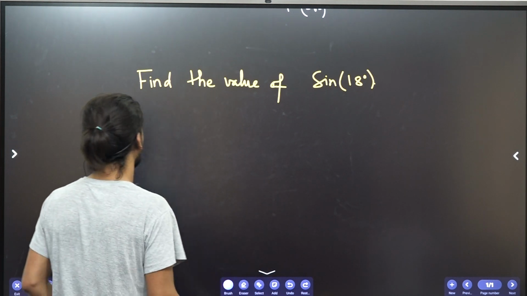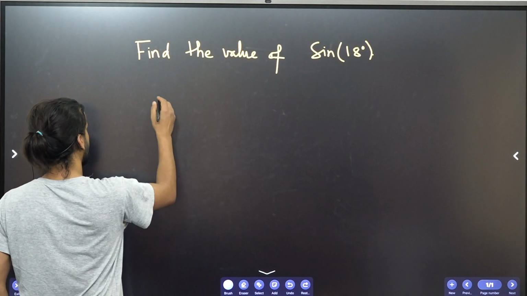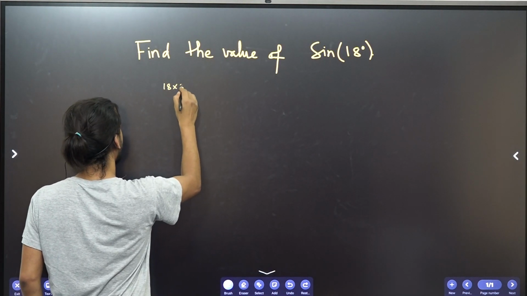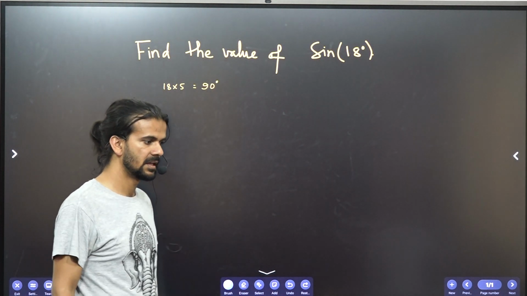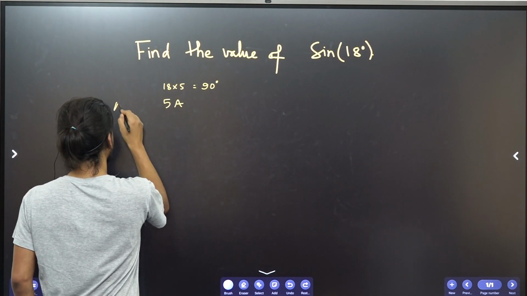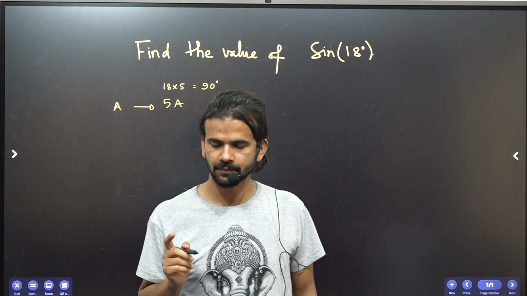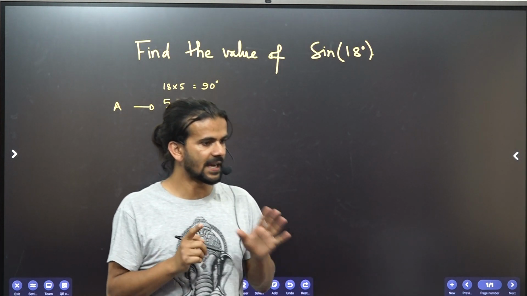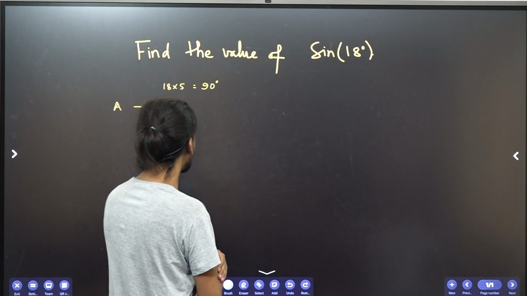So, what can be done? So we know, what do we know? We know 18 times 5 is 90 degrees. That means somehow we have to find the relation from A to 5A or 5A to A. So do you know the formula of 5A? So we have derived it, right?